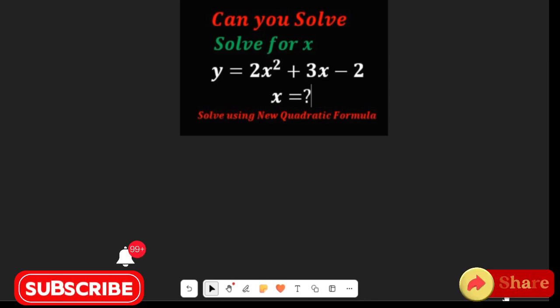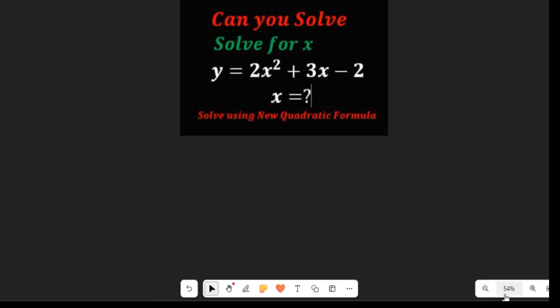Now, this is a quadratic expression that we can solve using the quadratic formula, the factorization principle, or the rules of completing the square. But in this video, I'm going to show you one unique new way of solving questions like this. It is faster and better than the other three methods I've mentioned. Now let's look at this.